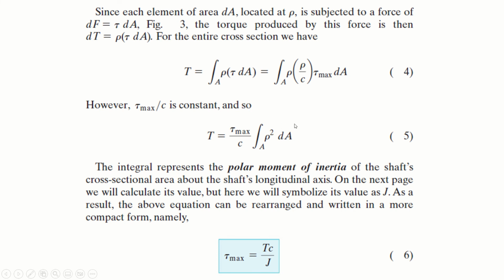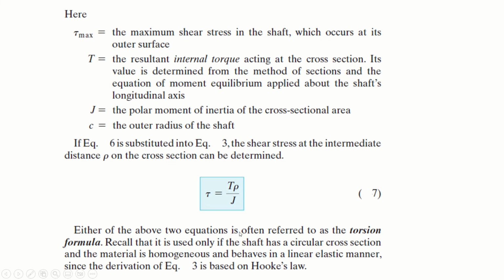This integral term is the polar moment of inertia, which is represented by J. So if we have to find the maximum shear stress, we take c to the other side and multiply it with T, and J goes to divide on the other side. So τ maximum is equal to Tc divided by J. This is the basic equation for the stress and the torque.